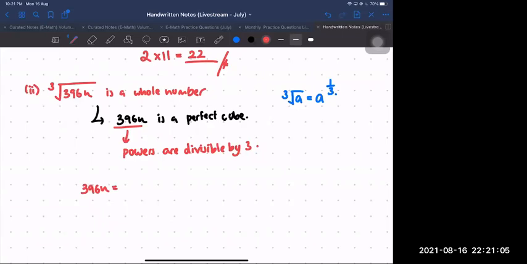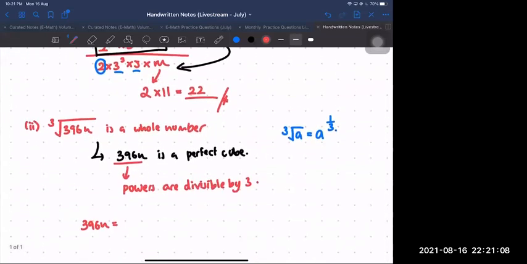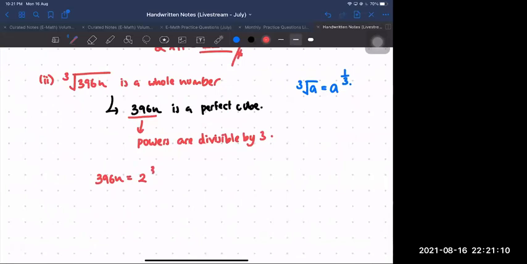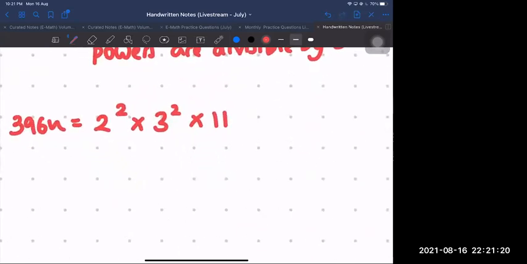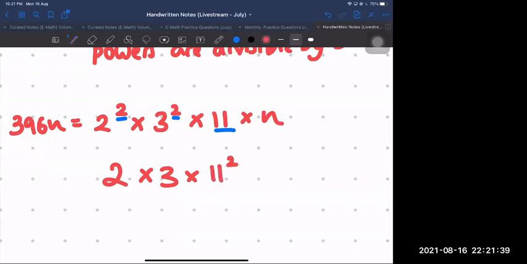396n equals, what's 396? Sorry, 2 squared times 3 squared times 11. Now my objective is to make sure that all the powers become divisible by 3. So I'm going to start checking. This is a 2 squared, so I need to add an additional 2 to make it power 3. Same thing for the 3, same concept. For 11, there's only 1 copy, so I need to add in 2 more copies, 11 squared more. And this is the final answer, 726.